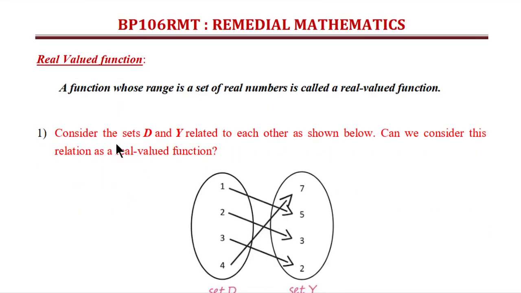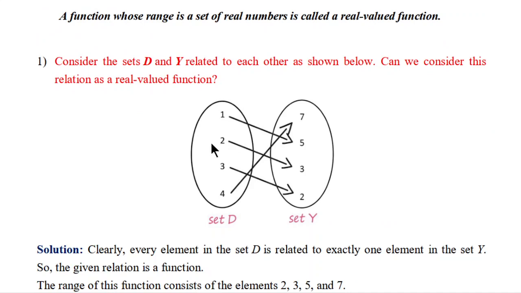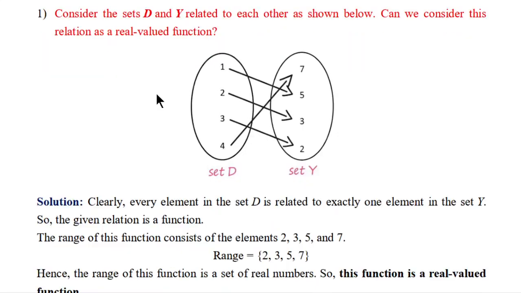Consider one example. Consider the sets D and Y related to each other. That means some function shown below. Can we consider this relation as a real valued function? Set D and set Y are mapped with some numbers. So in this set Y, what is the range? All the elements mapped with domain elements, that means 7, 5, 3, 2. All are the range elements. All these elements are real numbers. So it is called a real valued function.